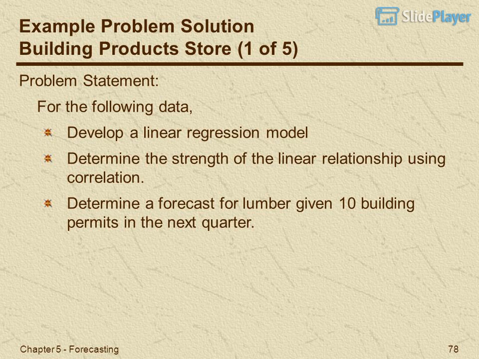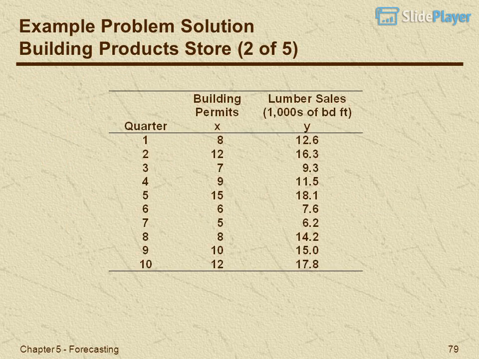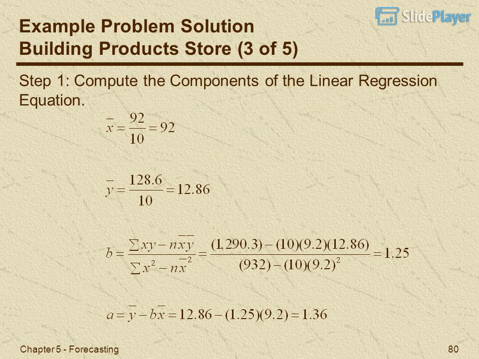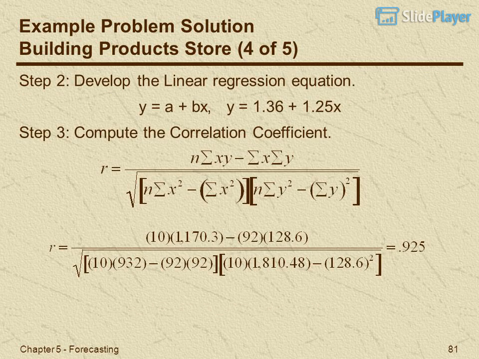Chapter 5, Forecasting. Example problem solution, building products store, 2 of 5 and 3 of 5. Step 1. Compute the components of the linear regression equation. Building products store, 4 of 5. Step 2. Develop the linear regression equation. Y equals a plus bx, Y equals 1.36 plus 1.25x.